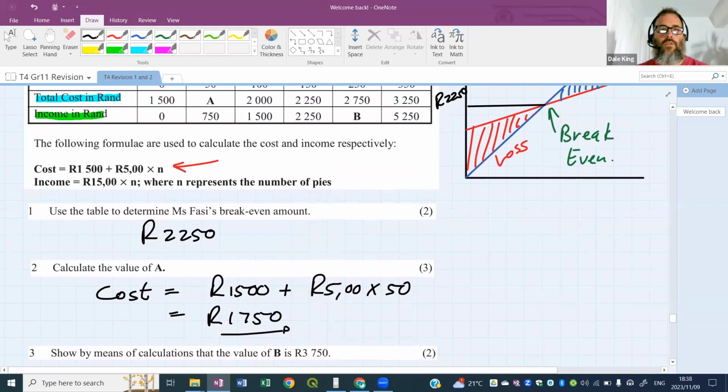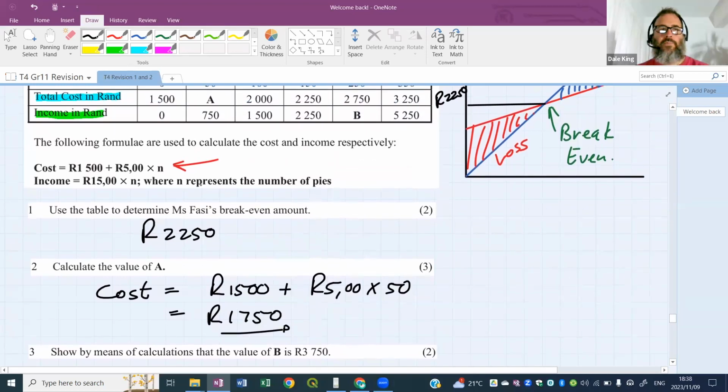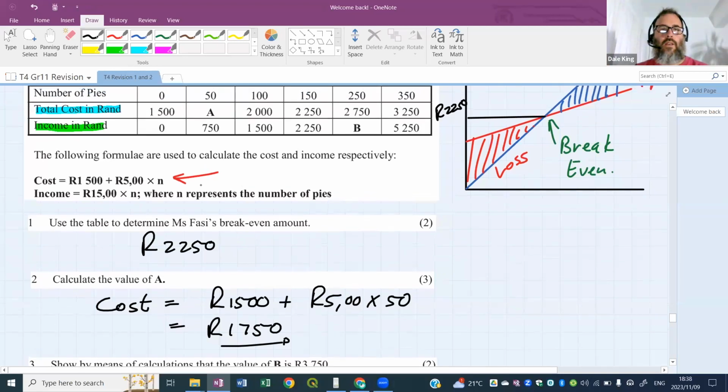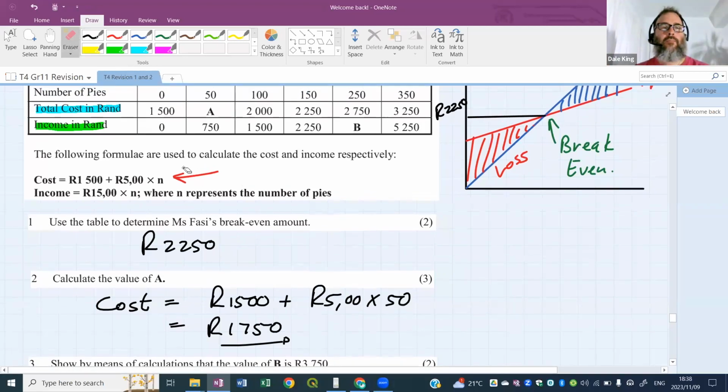So you can see the table. We need to work out B here. Pilates very fast. Well done. Okay, good.